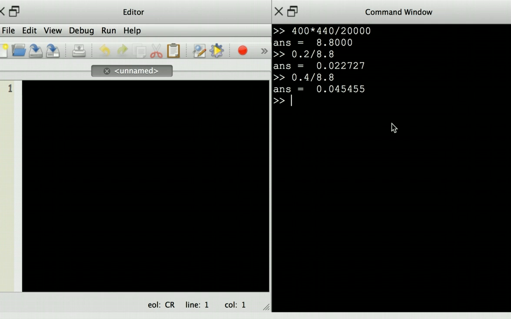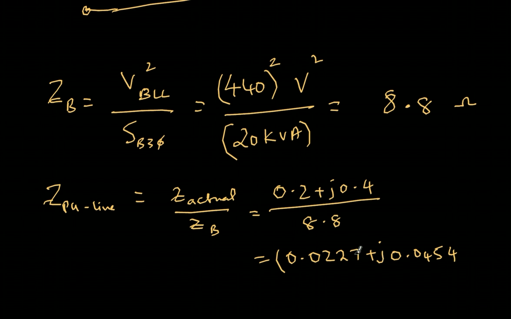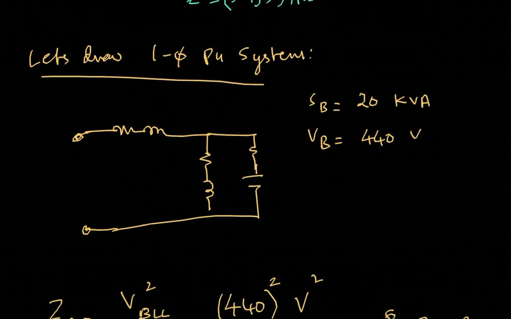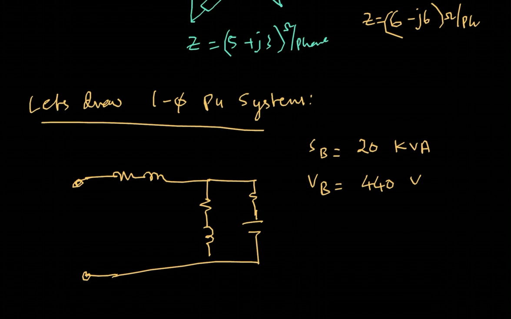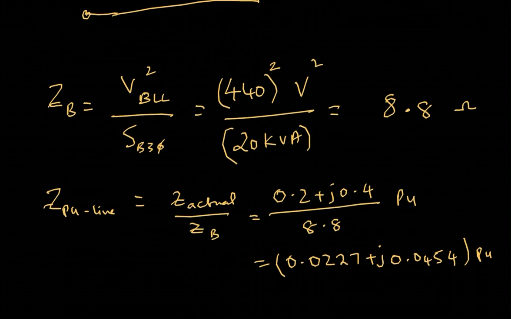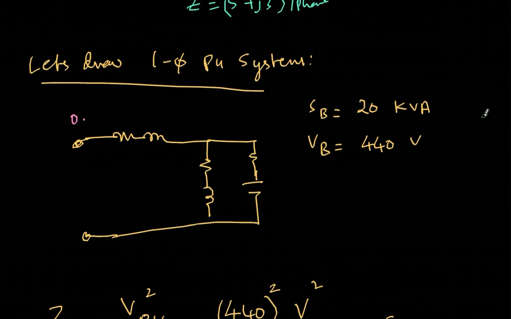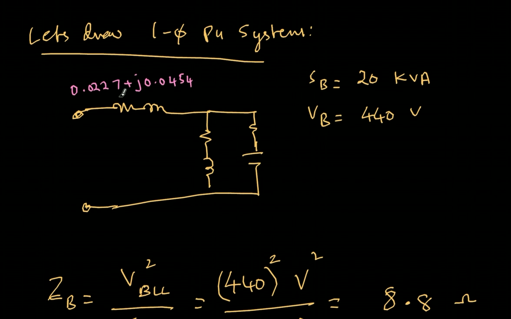So I think, yeah. So this is my per unit impedance of the transmission line. So I can right away make an entry here. I already calculated this. This is 0.227 plus J 0.0454. Okay, so this is in per unit.